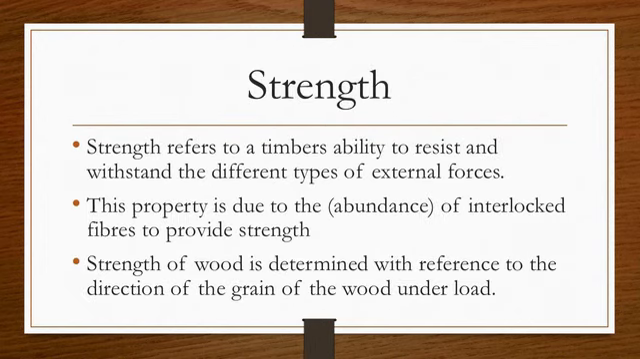So strength now. Strength refers to the timber's ability to resist and withstand different types of external forces, aka the timber's ability to carry various loads. This property is due to the abundance of interlocked fibers that provide strength. The strength of wood is determined with reference to the direction of the grain of the wood under load. So we spoke about grain direction, and now we can see that grain direction also affects the strength of wood.